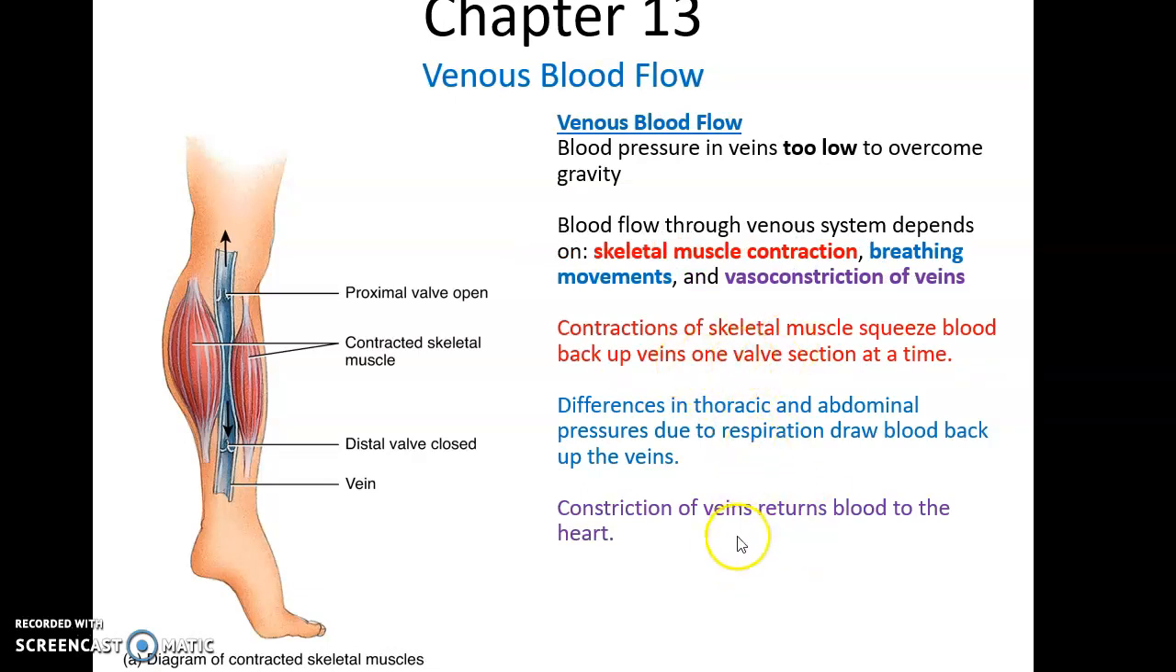And here is just, again, saying what I just said. Contraction of skeletal muscle squeezing, thoracic and abdominal pressure from breathing in squeezing, and constriction of veins squeezing. And that is it for this part of the lecture.